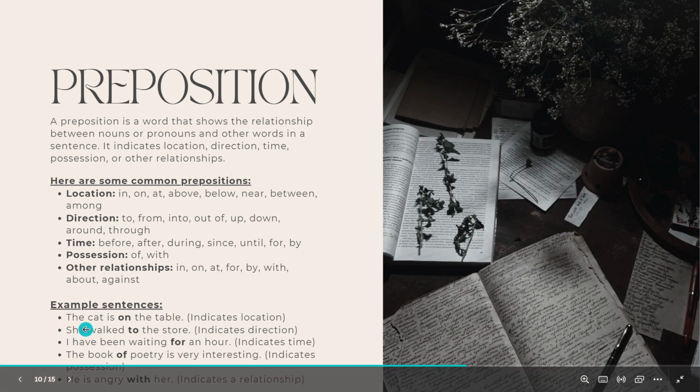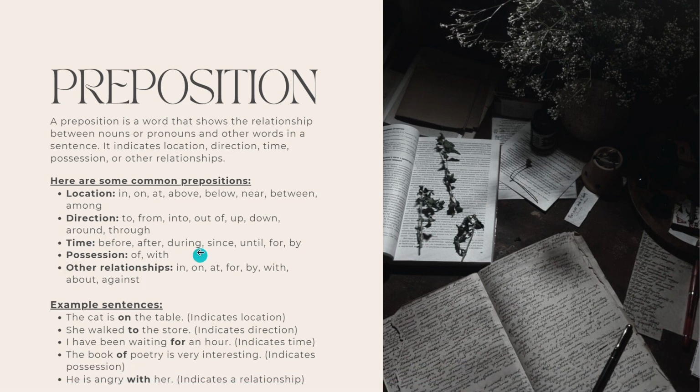For example, if you see, the cat is on the table, it is indicating what? Location. Where is the cat? Right? The cat is on the table. Now, she walked to the store. She walked where? It's indicating a direction. So location, direction, time, possession, and even other things are being indicated by prepositions.